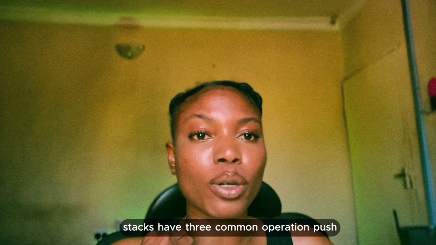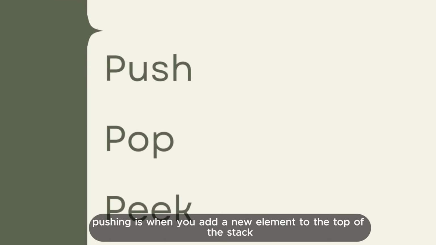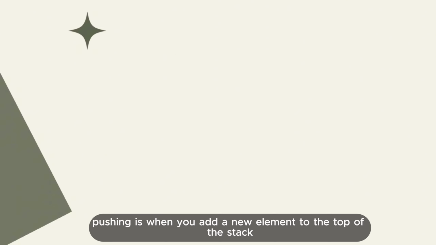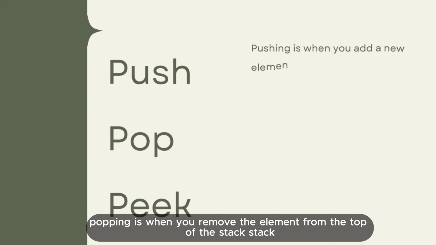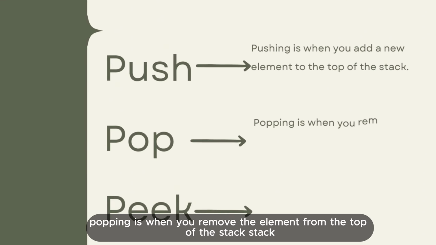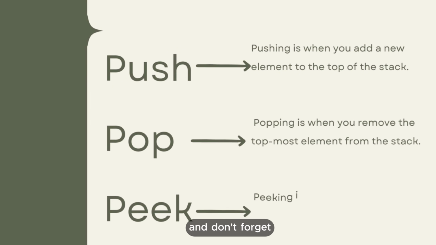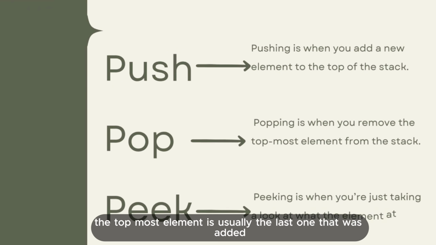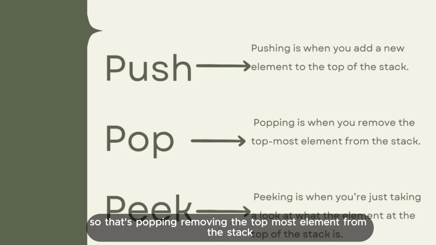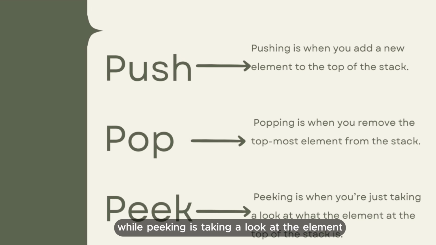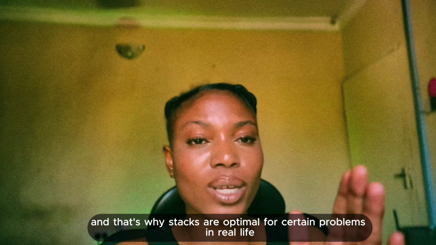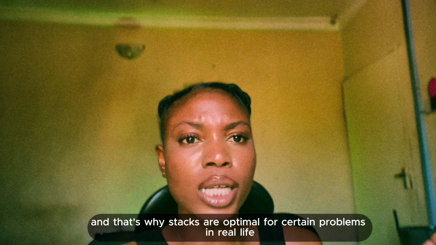Stacks have 3 common operations: push, pop, peek. Pushing is when you add a new element to the top of the stack. Popping is when you remove the element from the top of the stack. And don't forget, the topmost element is usually the last one that was added. So that's popping, removing the topmost element from the stack, while peeking is taking a look at the top element of the stack. All of these operations are very, very fast, and that's why stacks are optimal for certain problems.